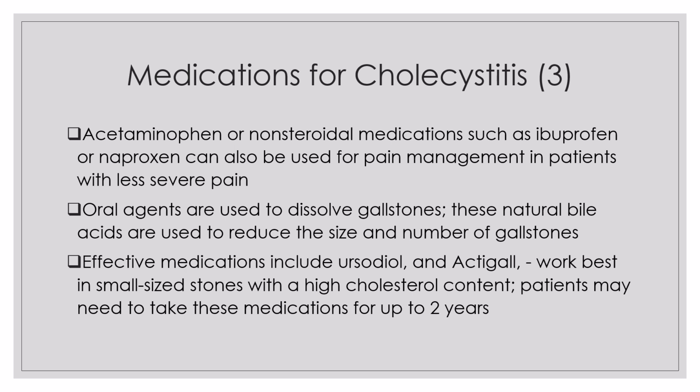So acetaminophen or non-steroidal medications such as ibuprofen or naproxen can also be used for pain management in patients that have less severe pain. Oral agents are used to dissolve gallstones. So these natural bile acids are used to reduce the size and then the number of gallstones. So effective medications will include Ursodiol and Actigall. These will work best in small-sized stones with a high cholesterol content because it's going to work on breaking down that fat. Patients may need to take these medications for up to 2 years.